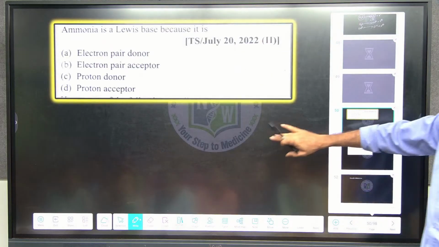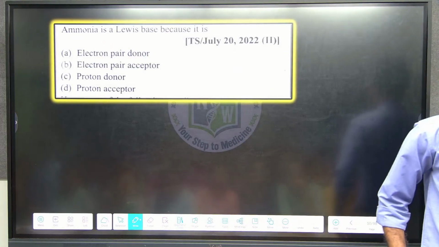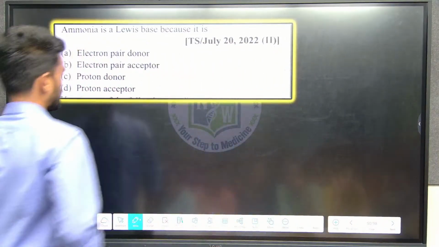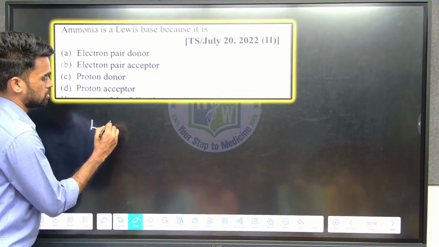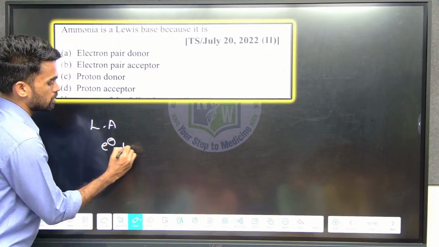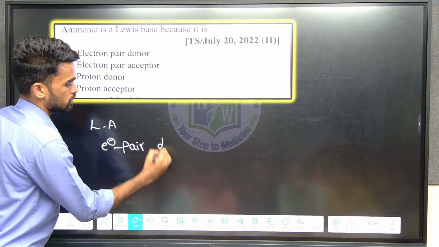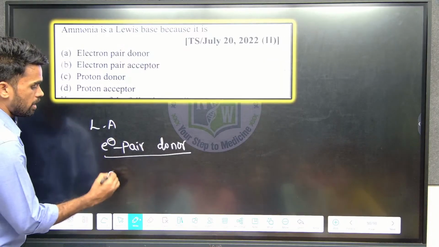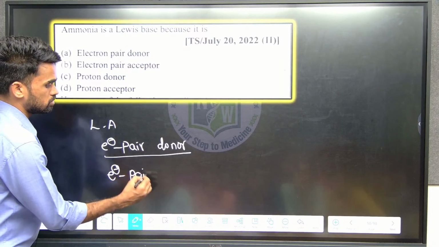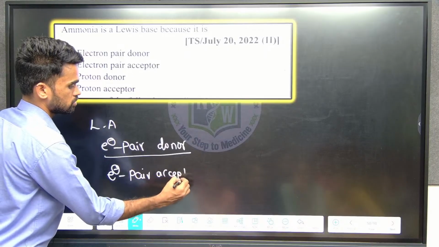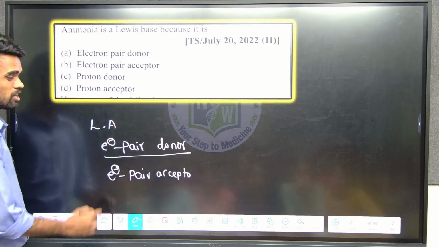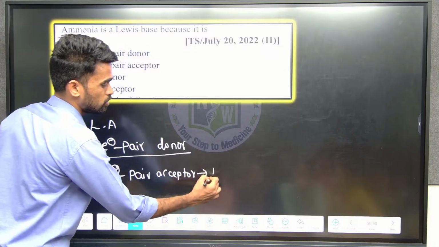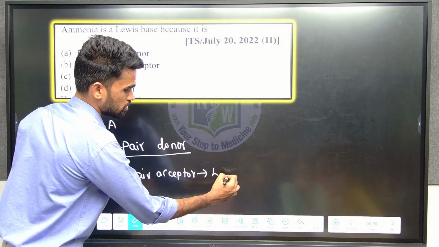Okay, what is the next concept we have? Lewis acid base theory. So what do we mean by Lewis acid? Electron pair acceptor is Lewis acid. Electron pair donor is Lewis base. Okay.